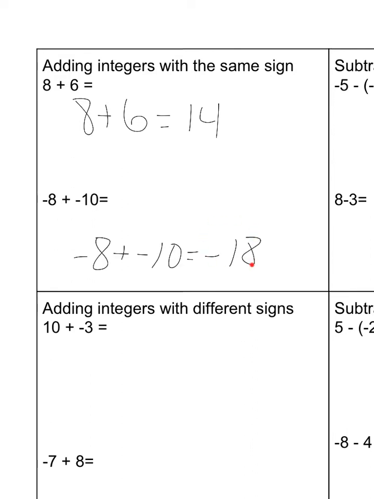Okay, your answer is negative 18. You're adding, so you continue to add. Don't have to change that, you're adding. And you can see both of these numbers are negative, so my answer is going to be negative. 8 plus 10 is 18. They're both negative, so it's negative 18.